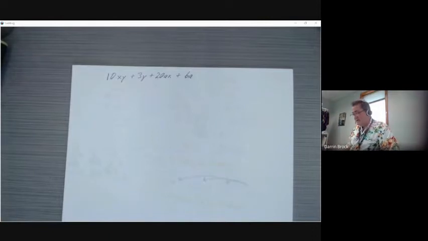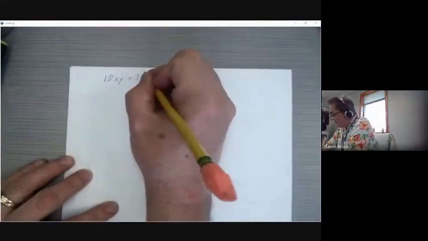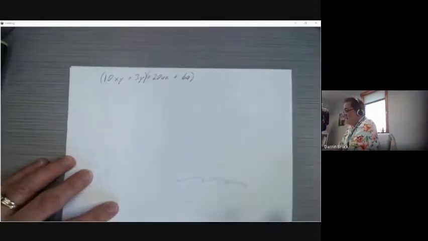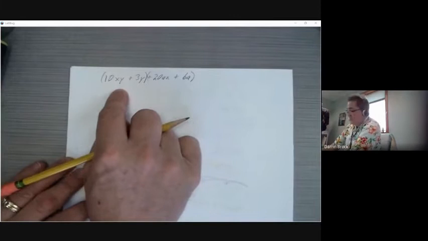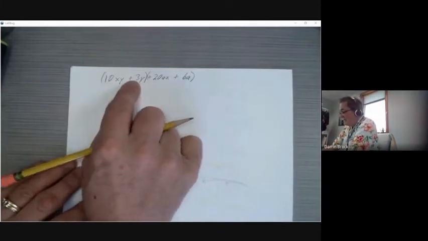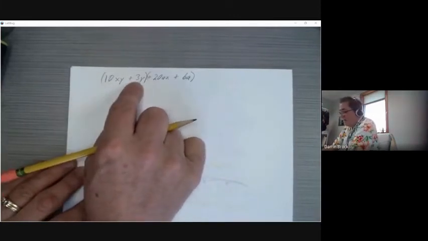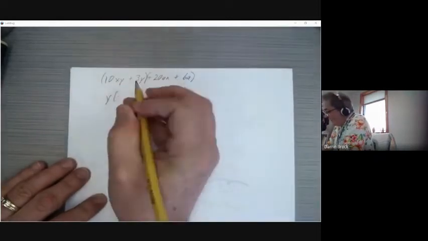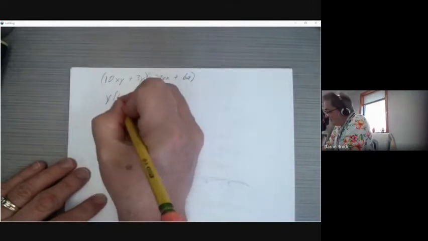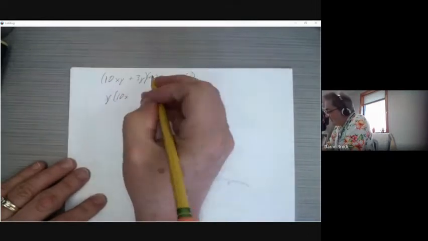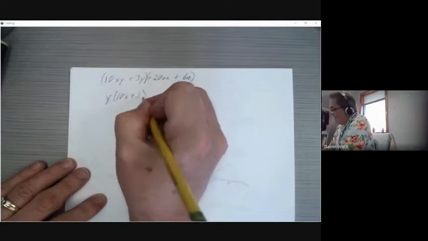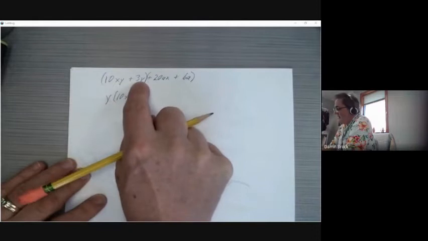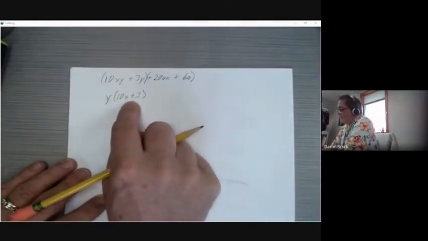So if we group this, I'm going to say this is a group, and the second ones are a group. So what can I factor out of this group? Well, I still can't take anything out of the 10 or the 3 because there's nothing in common. But I can take that y out. So I can take y out, and that will leave 10x, plus 3. So y times 10x is 10xy, and y times 3 is 3y. So that is factoring out the first group.